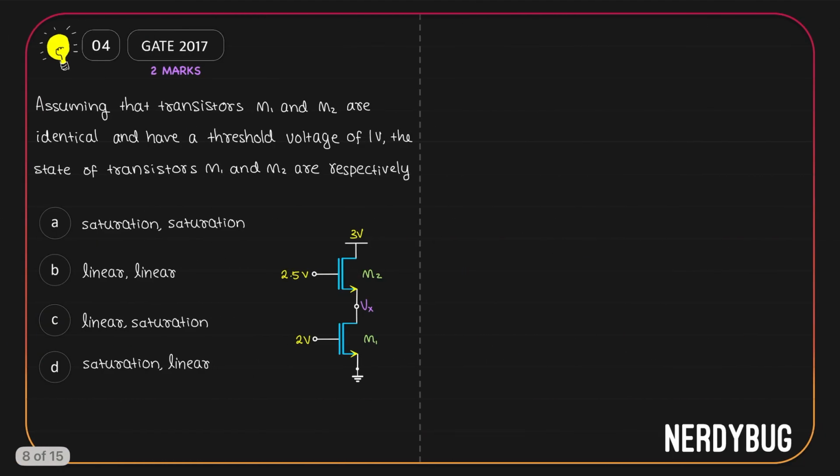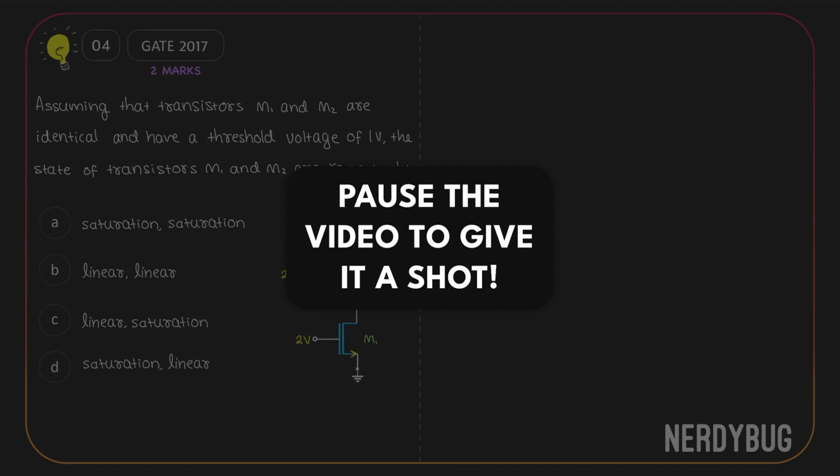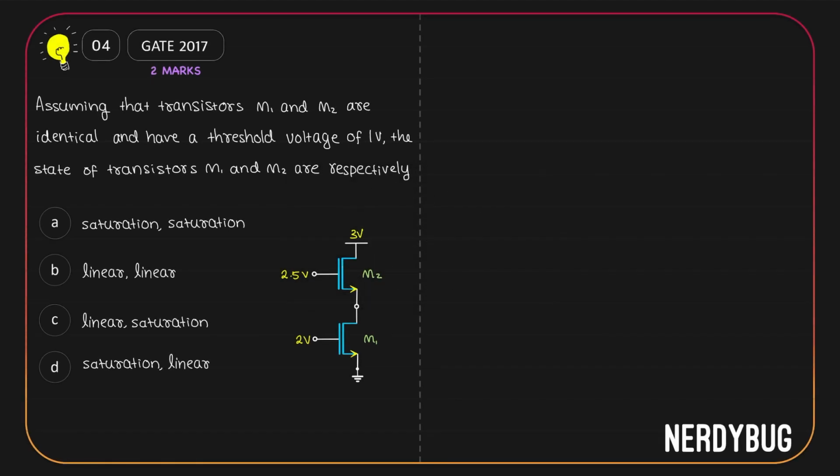Let us see the next problem. Assuming that the transistors M1 and M2 are identical and they have a threshold voltage of 1 volt, we have to find out the state of the transistors M1 and M2, which means we have to find out if they are in saturation region or linear region. This is kind of the same as the first problem we solved, except we only have to do half of the work. We only have to figure out if the transistors are in linear region or saturation region.